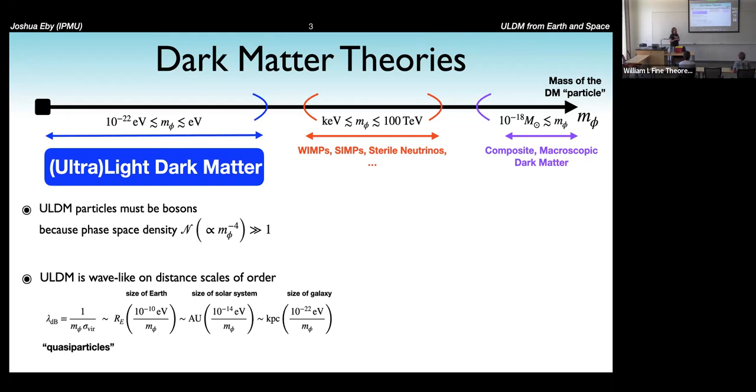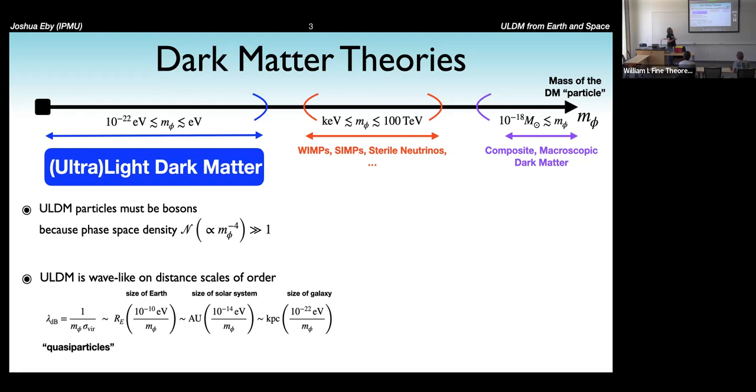Number one, the dark matter particles in this range must be bosons. You can derive this from a very simple argument. You just look at the energy density that dark matter has to account for, and you ask how many particles will be occupying a given volume of phase space. What is the typical occupation number? If the particle mass is below an eV, this is much, much larger than 1. So it can't be a fermion. It has to be a boson.